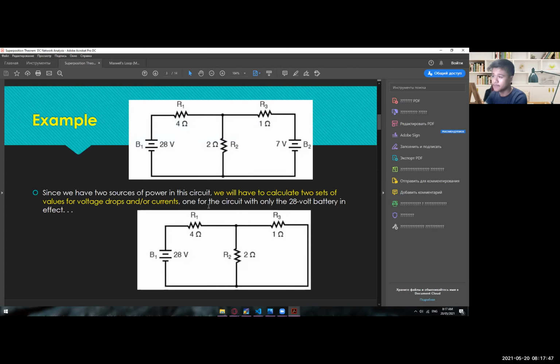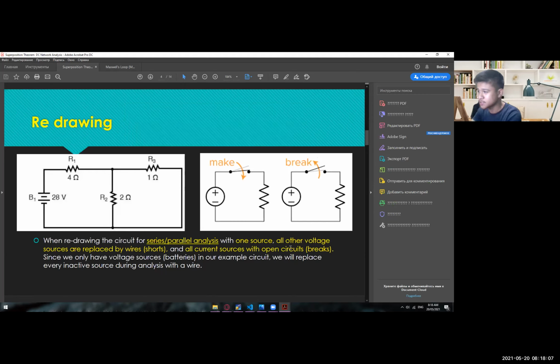One for the circuit with only the 28-volt battery in effect. As you can see, we have only considered the left side voltage source for now, and we have eliminated the other voltage source. Here's what you can do. If it's a voltage source, all you need to do is short that one.